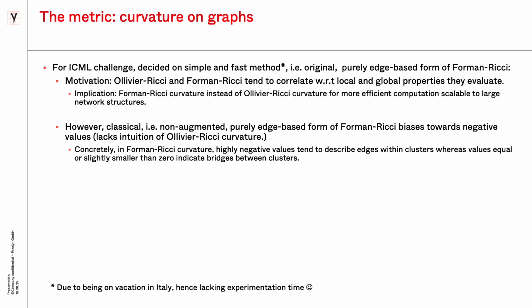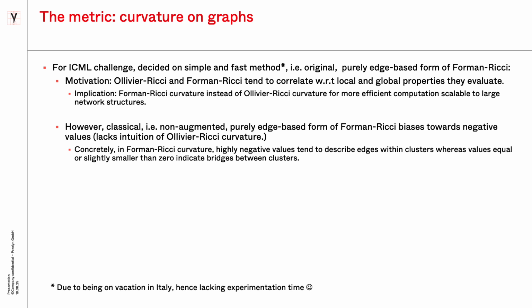Due to being on vacation and hence lacking experimentation time and computation resources at hand, I decided to go with a very simple and fast method, also introduced this morning, and that was the original purely edge-based Forman-Ricci curvature. The theoretical motivation was that both share some of the properties that they measure, but one is obviously faster than the other. We had to sacrifice that nice intuitive notion of translating Gaussian curvature as is, positive, negative, and neutral, to the discrete domain, but I was willing to do that.